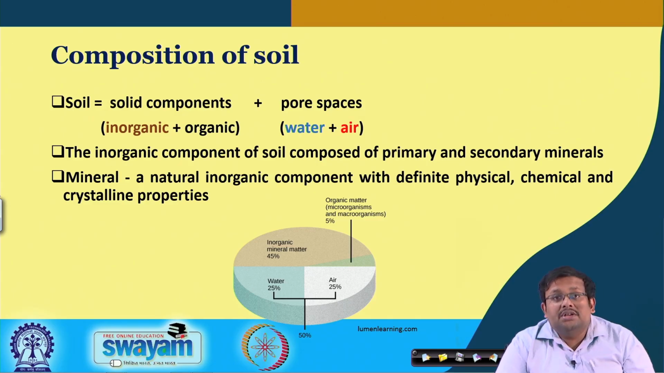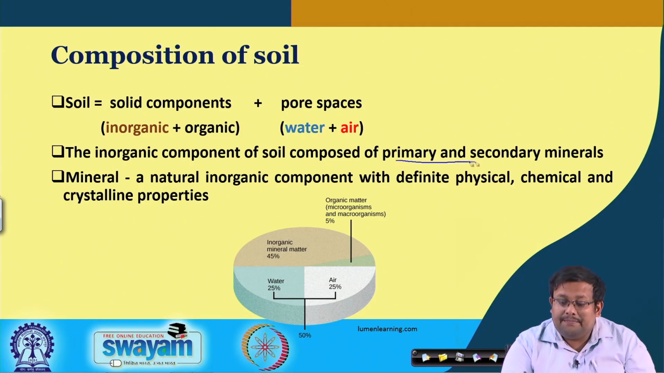The inorganic components of soil are basically composed of different primary and secondary minerals, and they are basically concentrated in 3 soil separates, for example, sand, silt and clay. So, these are the major 3 soil separates where these inorganic components are concentrated.